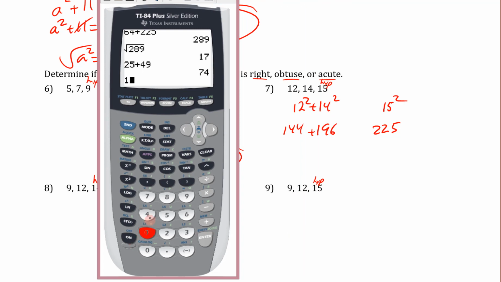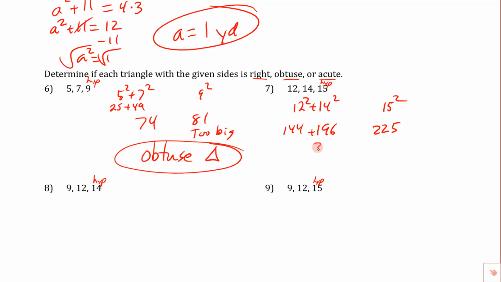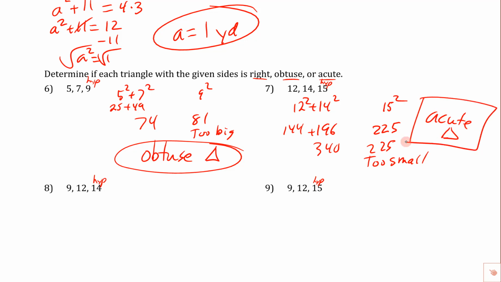So this is going to be 144 plus 196, and we end up with 340. So 340 and 225. Again, let's classify this. This is too small. If it's too small, that means it's an acute triangle. Okay? Let's take a look at the next one.